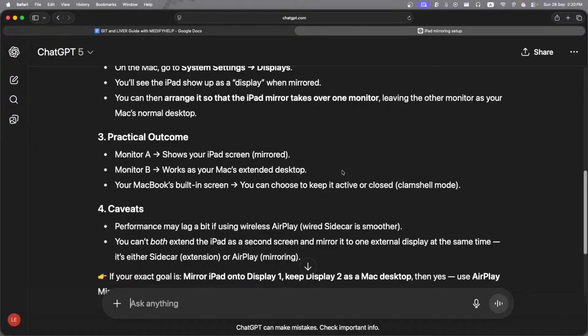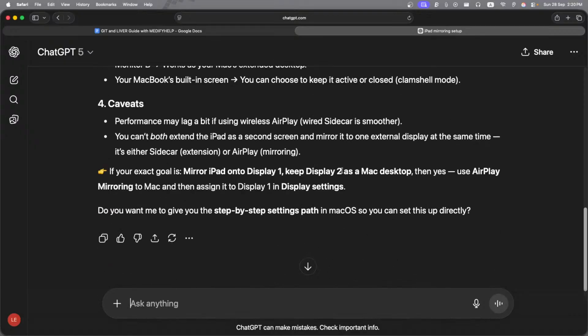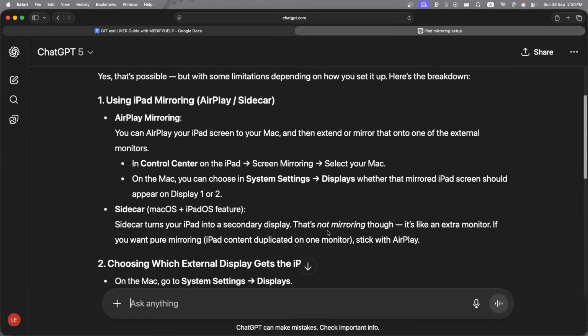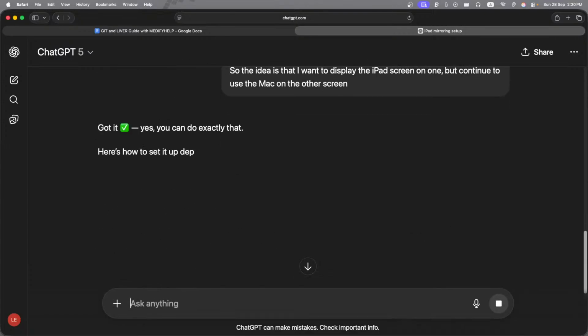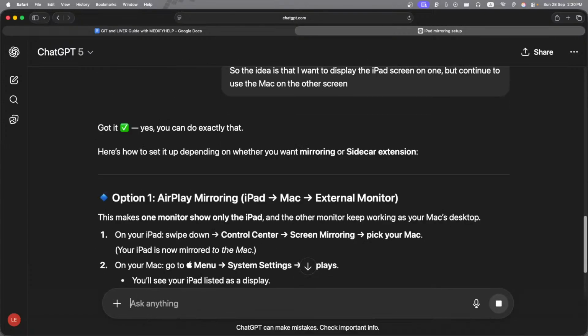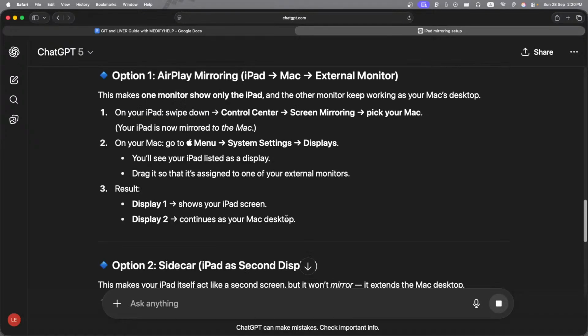No, no, no. So the idea is, wait, so you can technically, no, no. So the idea is, I want to display consumer, but something to use the map the others do. Okay. Huh. Okay. Huh.